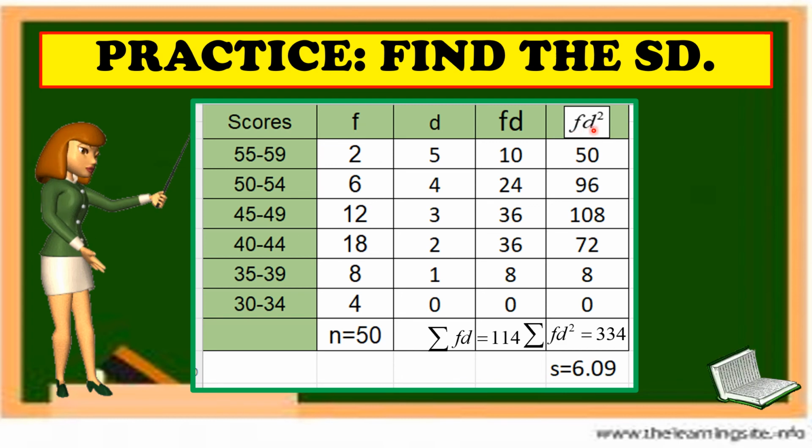Then we will find FD squared. How do we find FD squared? That is D times FD is FD squared. 5 times 10 is 50. 4 times 24 is 96. 3 times 36 is 108. 2 times 36 is 72. 1 times 8 is 8. 0 times 0 is 0. Then we'll find summation of FD squared. That is equal to 334. And our standard deviation is 6 and 9 hundredths.